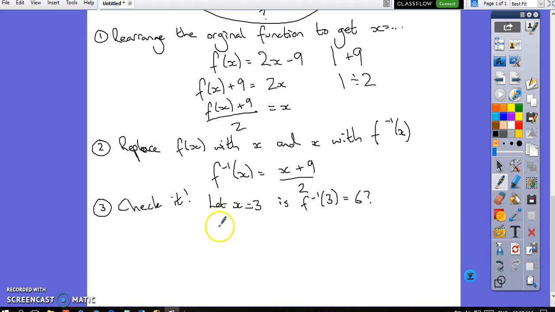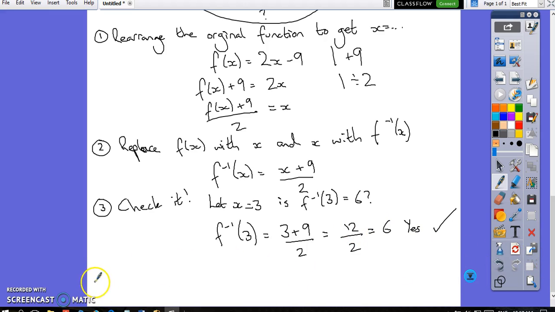So if x is equal to 3, then f to the minus 1 of 3 is equal to 3 plus 9 over 2, which is 12 over 2, which is equal to 6. So yes, I've checked it once. This isn't a proof that it always works, but it's a good way of checking to see if we're on the right lines. Like I said before, I could have then chosen another set of values to check it again.